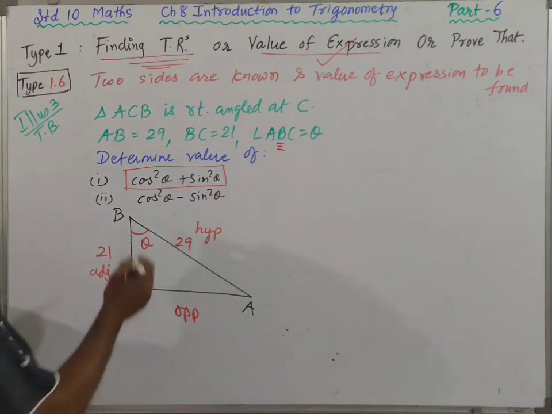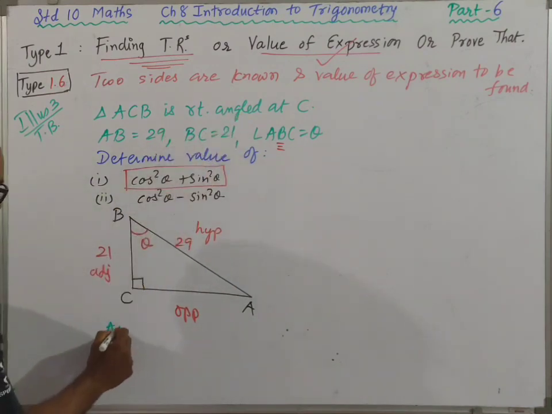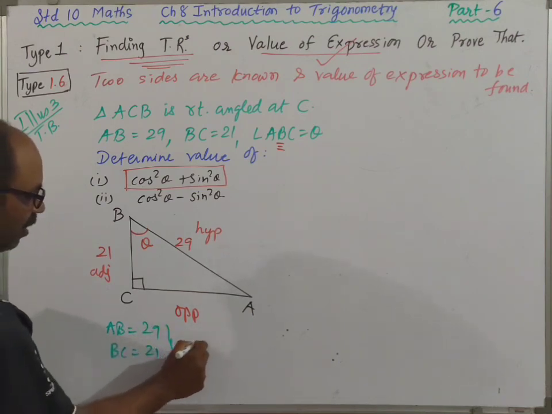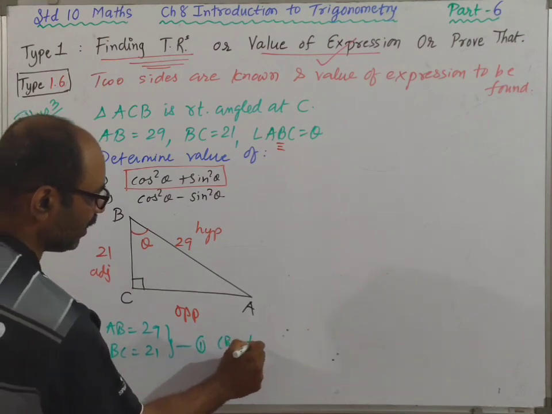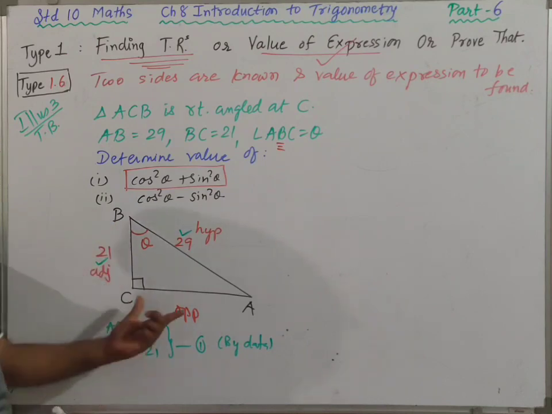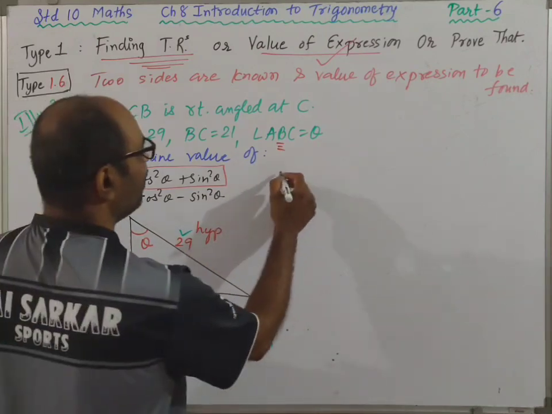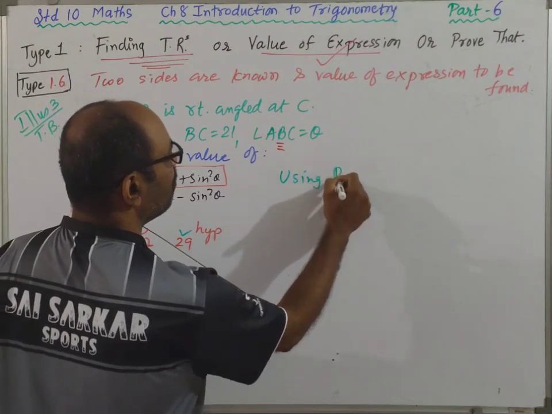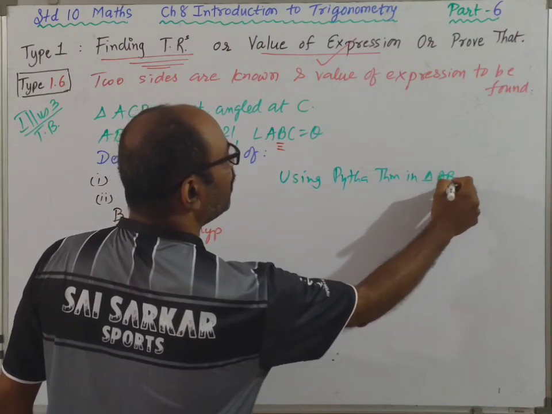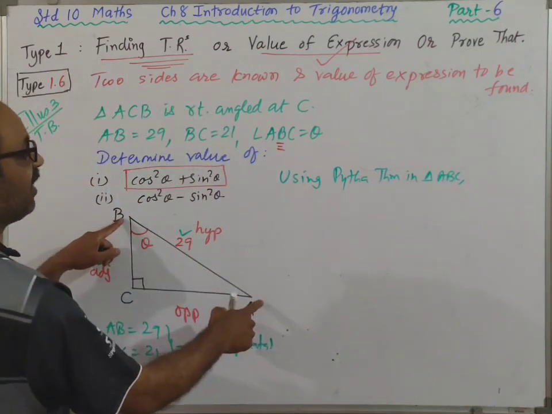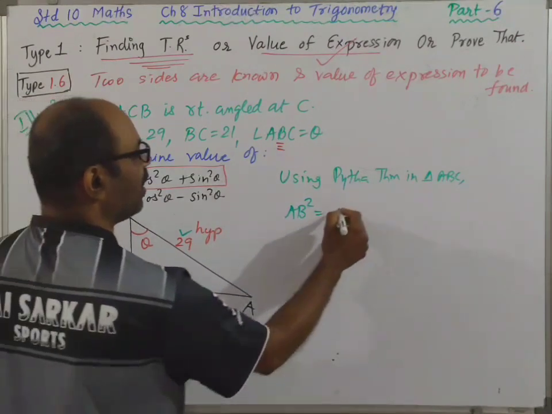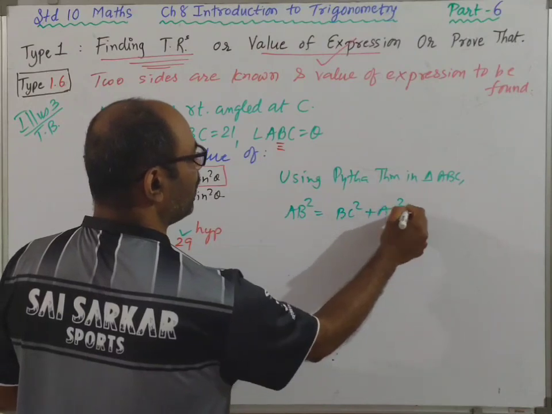As earlier, we will write AB is equal to 29, BC is equal to 21. I have written AB and BC here. Now using Pythagoras, let's find out AC. Using Pythagoras theorem in triangle ABC, hypotenuse is AB. So AB square is equal to BC square plus AC square.